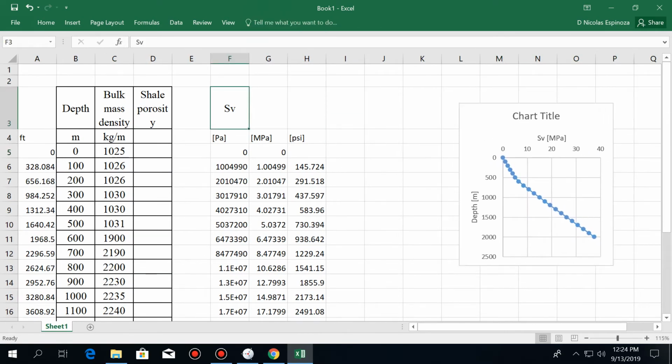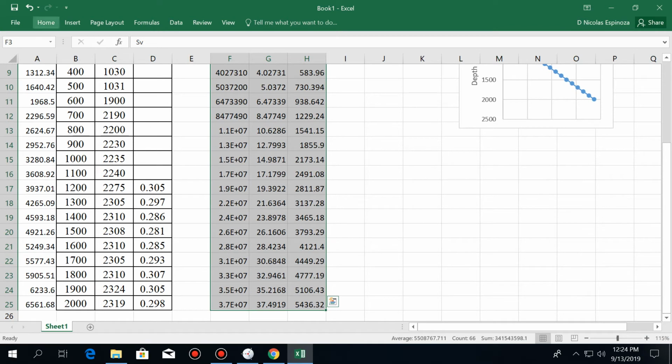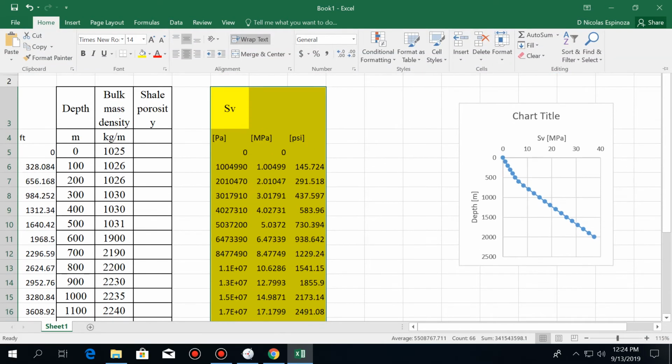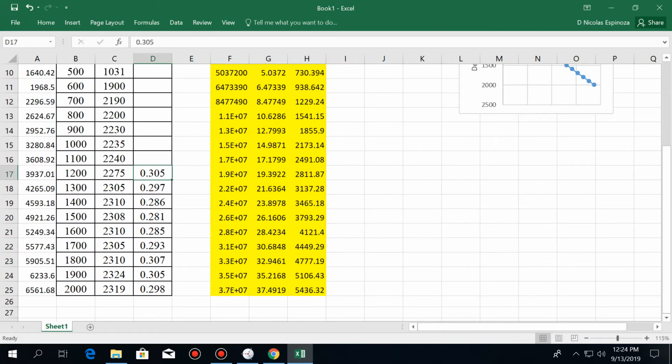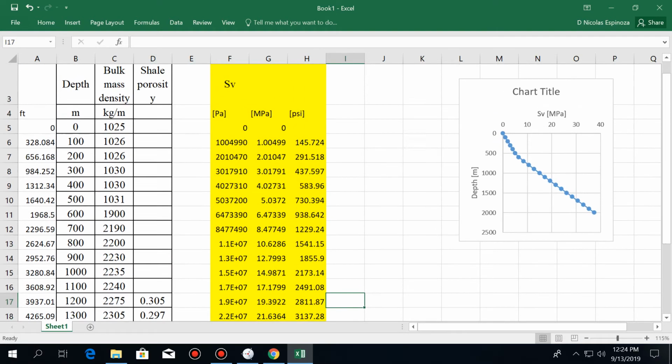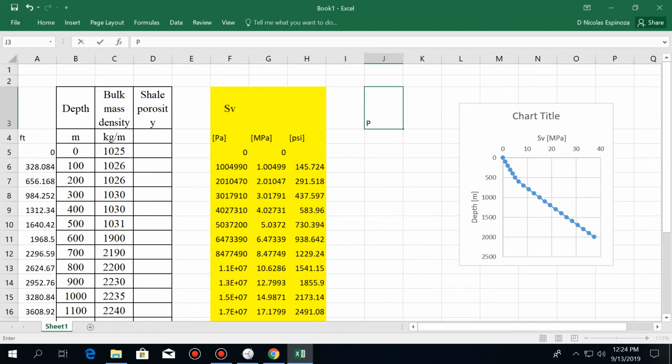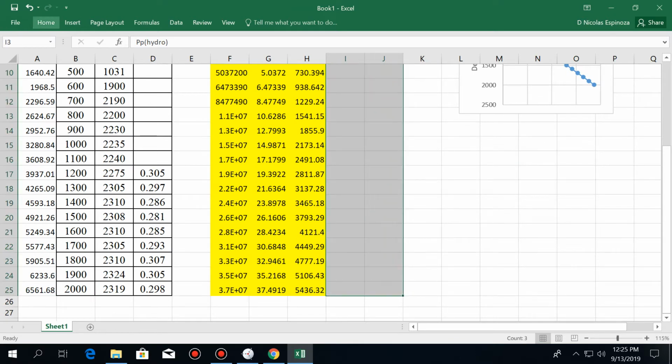Alright, so we've got the value of SV. Any question about that? No? That's the easy part. Now what you have to do is to use this value of porosity to compute a pore pressure. And let's call this one the real pore pressure. And let's call this one the hydrostatic, which it might not be true, but anyway, just to have a reference, we'll plot it. Okay.